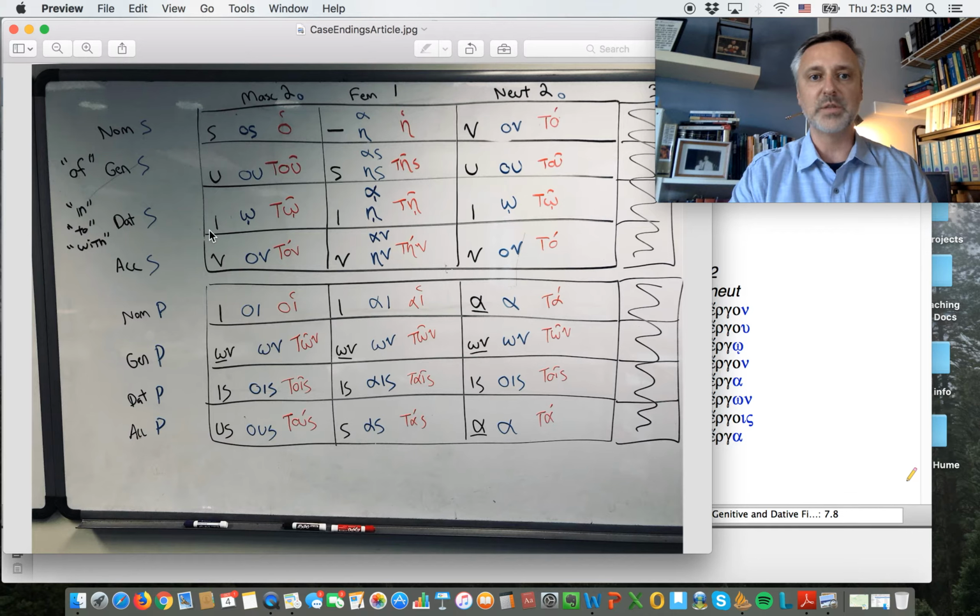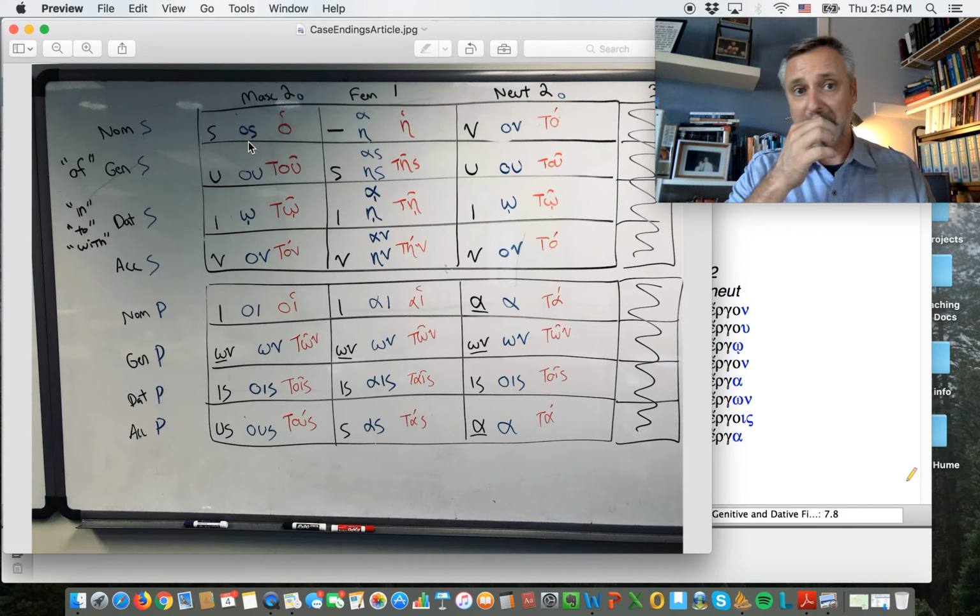So sigma, upsilon, iota, nu, and then iota, omega nu, iota sigma, and upsilon sigma. That's the masculine case endings. And then these are case endings for the feminine nouns. And then these are case endings for the neuter nouns. Okay? Then I also put in here how these case endings interact with the final stem vowel. So when you add, for example, the sigma to an omicron, it becomes omicron sigma. When you add the upsilon to an omicron, it becomes omicron upsilon.